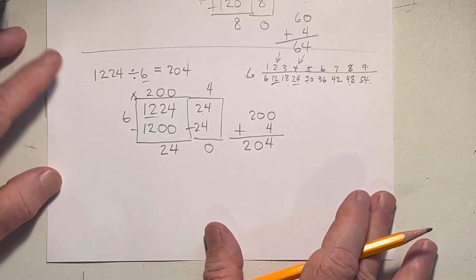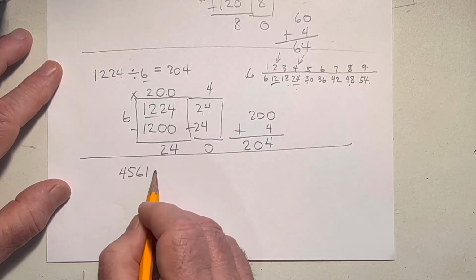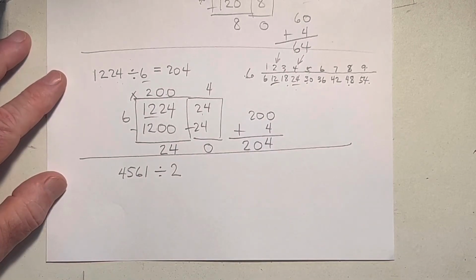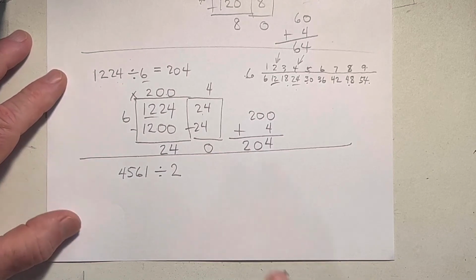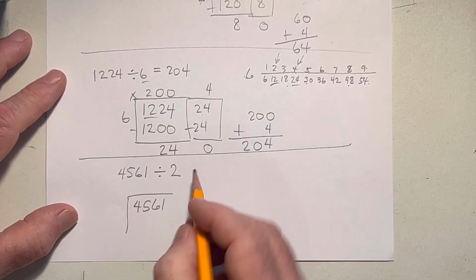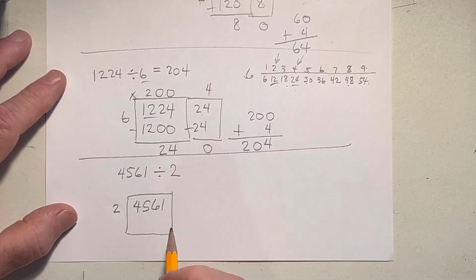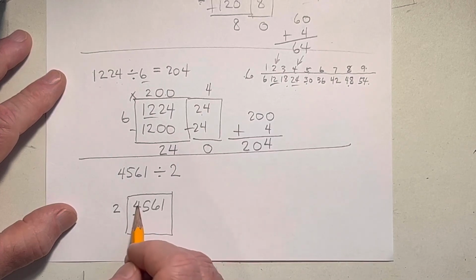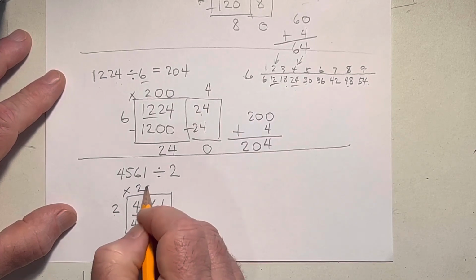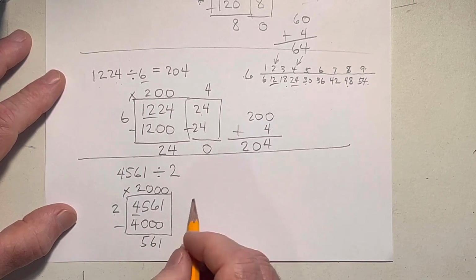And just like I did before, I'm going to let you solve it. 4,561 divided by 2. You pause the video and solve this problem and then turn it back on again to see your answer. All right, now, we write our number 4,561. Draw a box around it. Again, we have our 2's up here already. First number we're going to divide for is 4. So 2 times 2 is 4. Write zeros here. Subtract. 561. Put that over here.